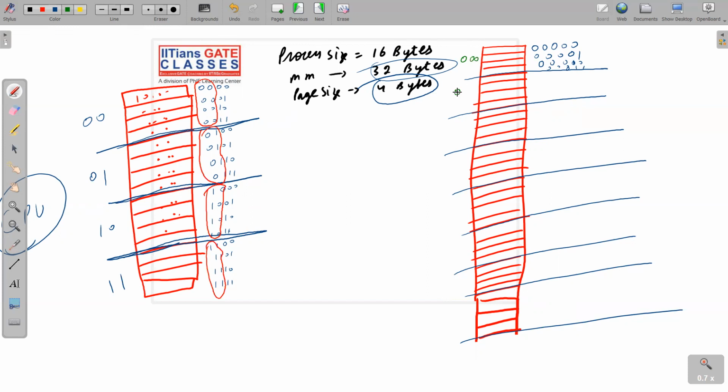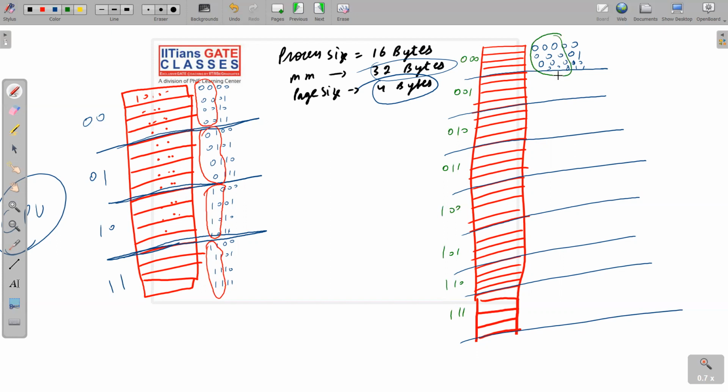100, 101, 110, 111. Okay, and you can check it out yourself. First three bits will be 0 here.